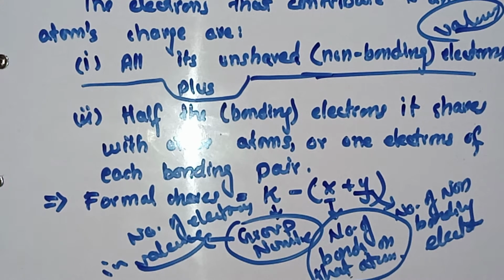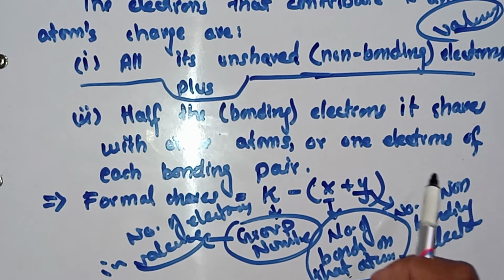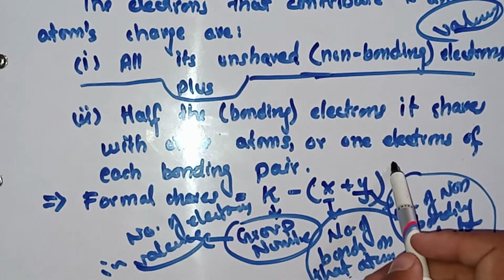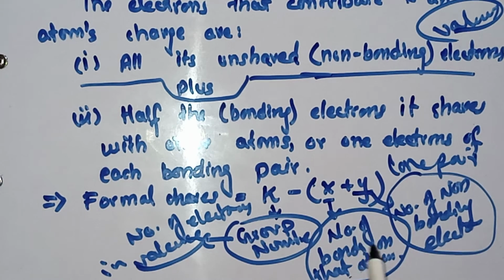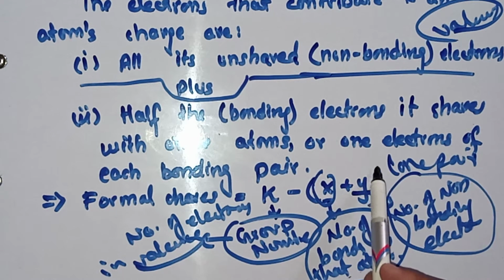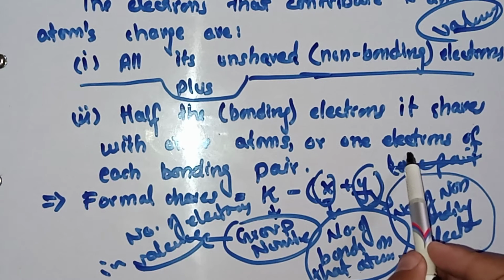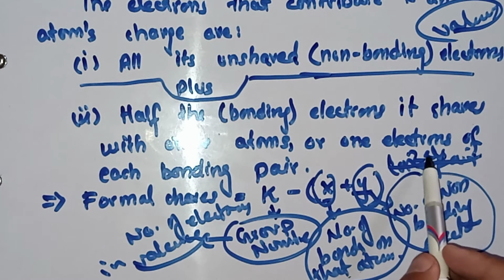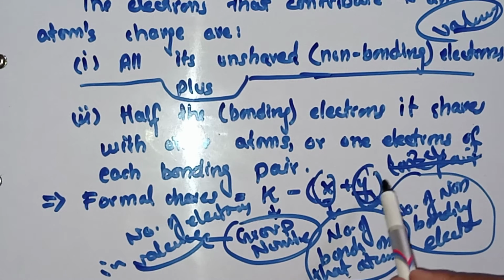So the number of bonds on that atom, plus y, where y means the number of non-bonding electrons. Non-bonding electrons mostly means lone pairs. So it is the number of bond pairs plus the number of lone pairs. Each lone pair contains two electrons, so instead of y you can put two electrons.